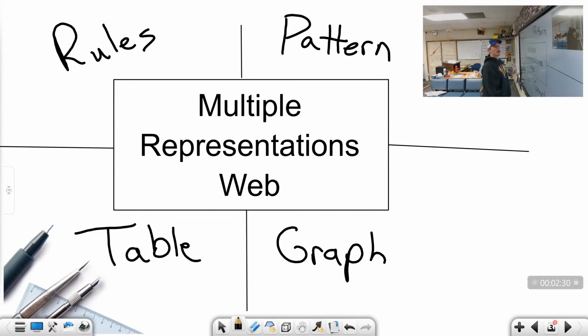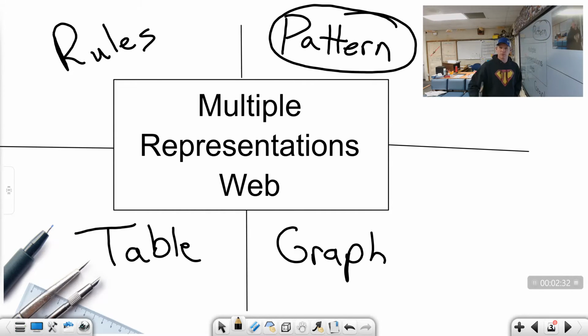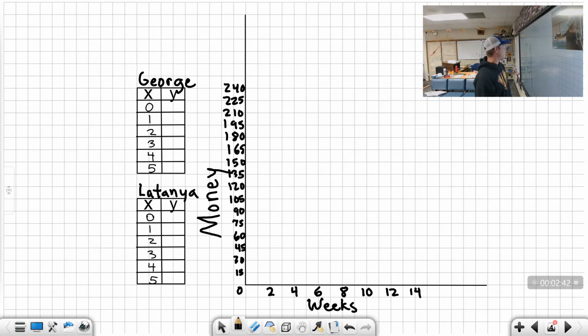Okay? Now, we spent a lot of time at the beginning of the year with patterns. Can you show money in patterns? Sure, you can. Table and graph is where we're going to spend most of our time today. So you're going to take George's rule and you're going to make a table, then you're going to complete the graph. You're going to do LaTanya's table, and you're going to do LaTanya's graph. Okay? I want you to complete that information now. Pause the video.